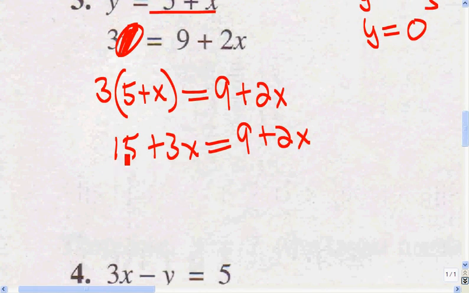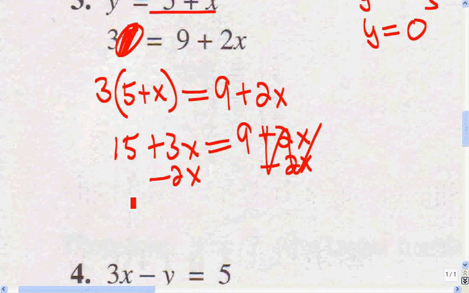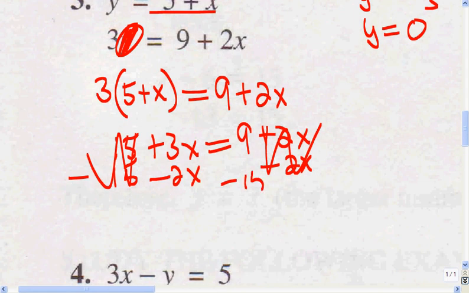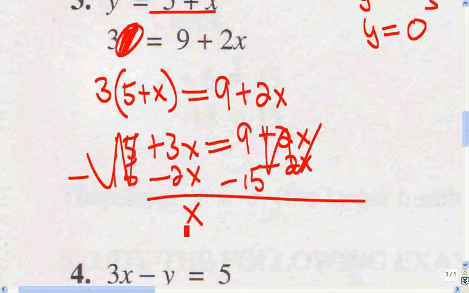And I want to get all the x's on one side, so I'm going to subtract 2x from this side. I'm going to subtract 2x from this side. And I want to get all the numbers on one side, so I'm going to subtract 15 from this side. And I'm going to subtract 15 from this side, because what I do to one side, I have to do to the other. So 3x minus 2x is x. And 9 minus 15 is 6. Okay? It's a negative 6, excuse me, because the bigger number is negative, so my answer is negative. So I got that x equals negative 6.